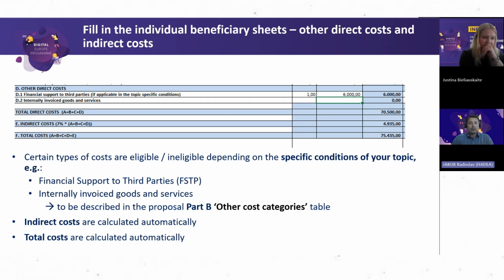The last category of the costs is other direct costs and indirect costs. This includes financial support to third parties. Again, this is eligible under this call, and internally invoiced goods and services. The way to insert these costs is the same as for the previous categories. In addition, there are also automatically calculated indirect costs for each beneficiary and work package, and then the sum of all work packages. You will see the total costs that are calculated also automatically. We move to the next slide.